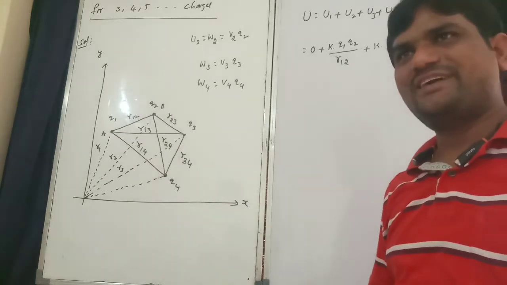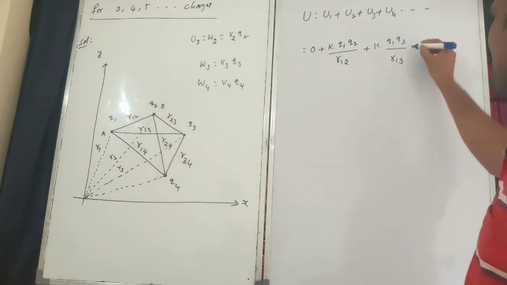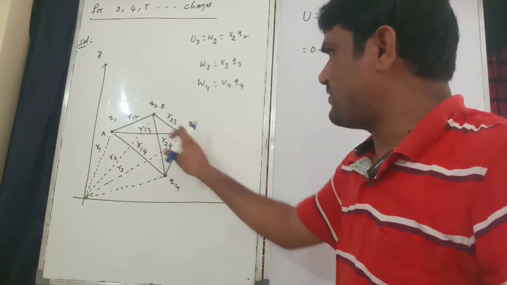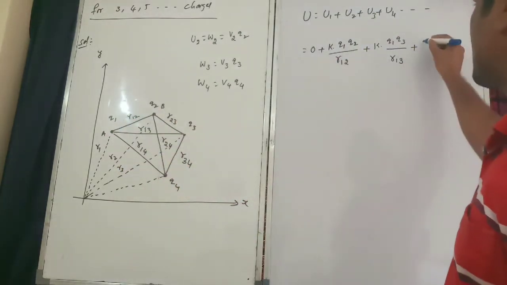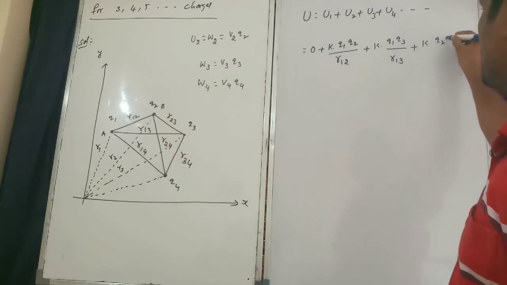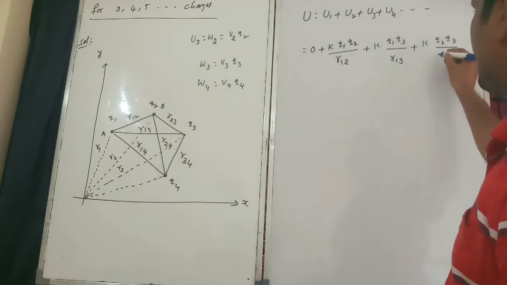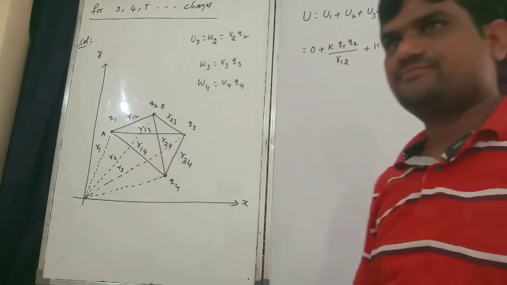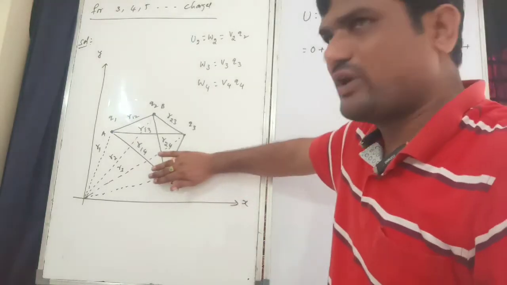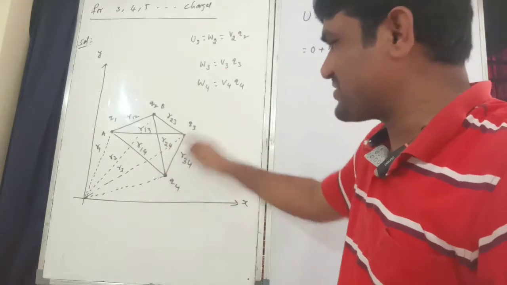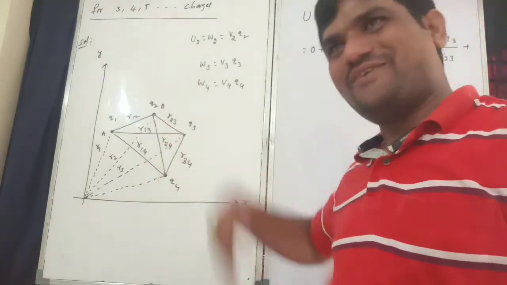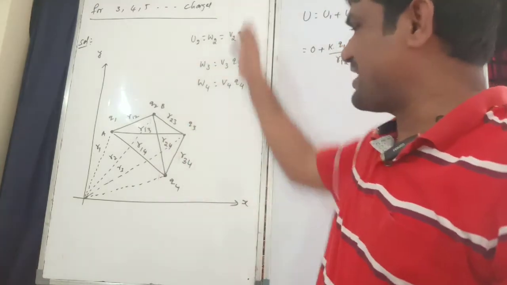Are you clear, everybody? Plus one more. This one over, next this one. So K Q2 Q3 by R23. Alright? So before, Q4 is not there. Q4 still we did not bring. Now we will bring. Now I brought Q4 here.